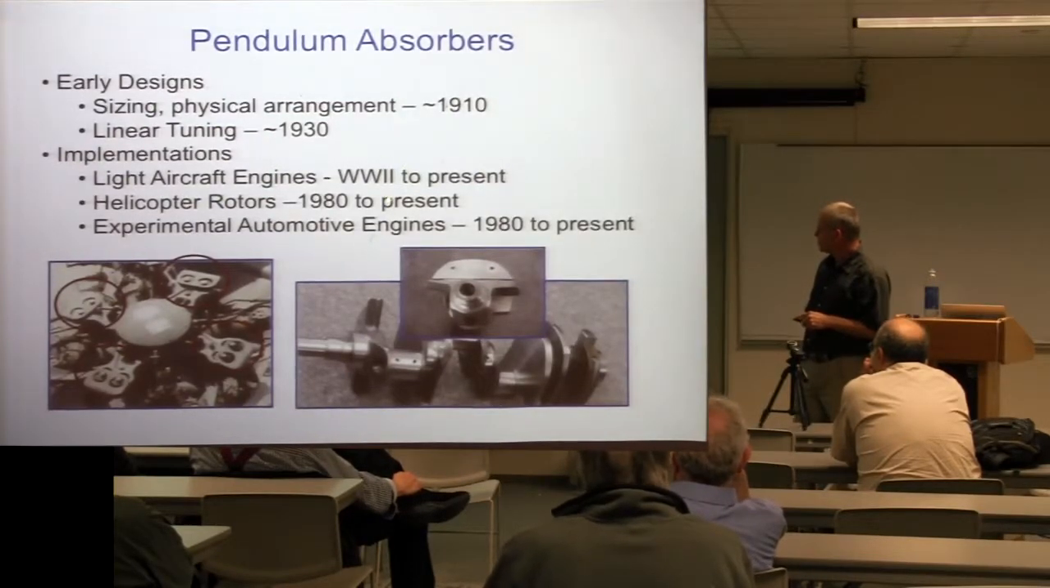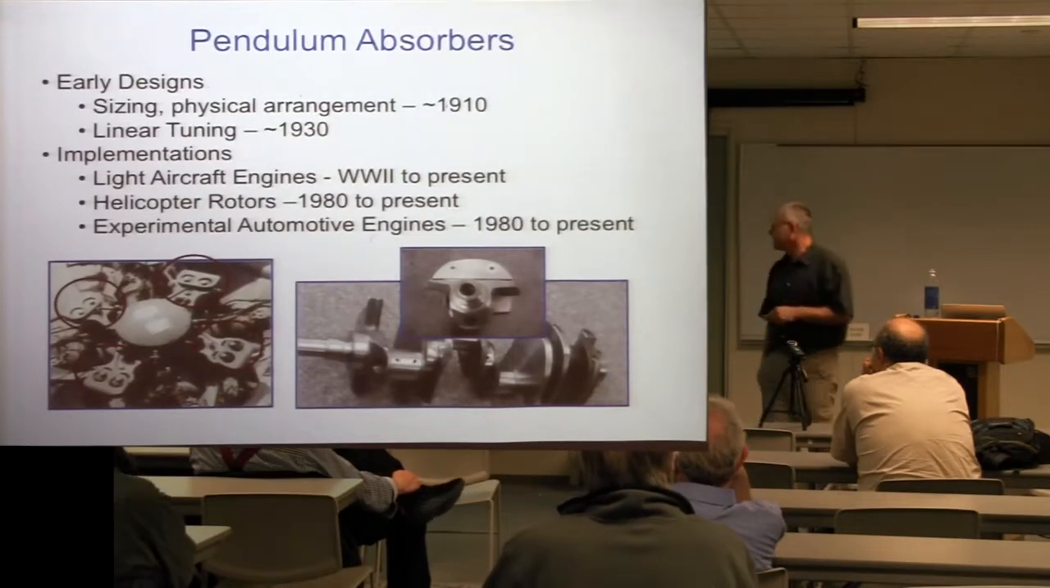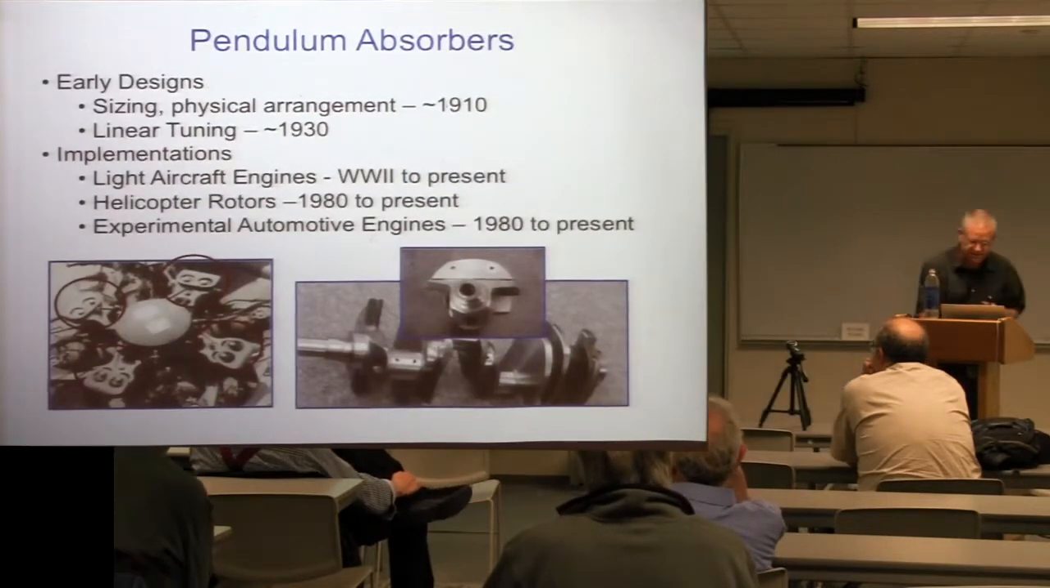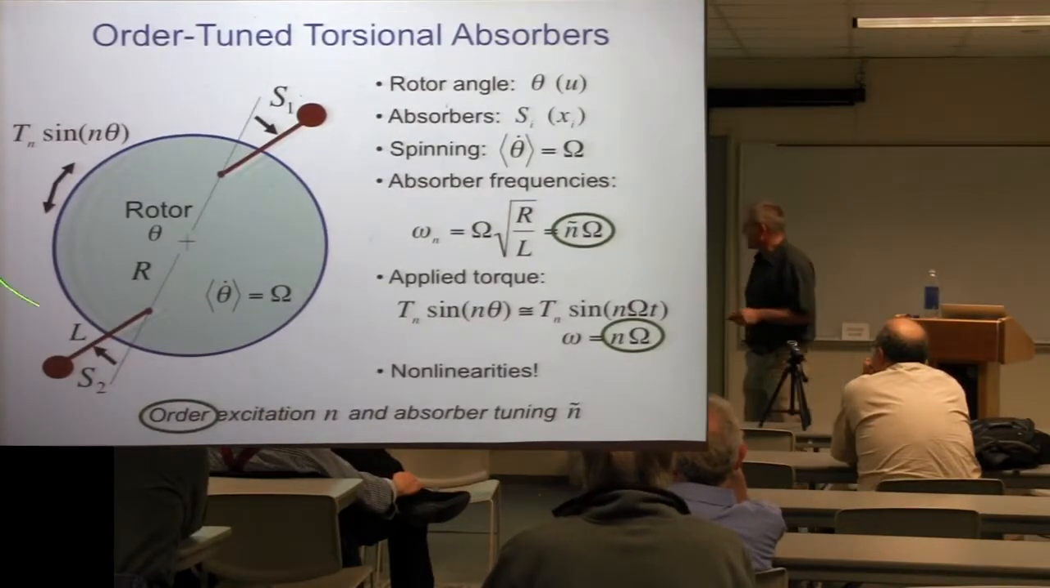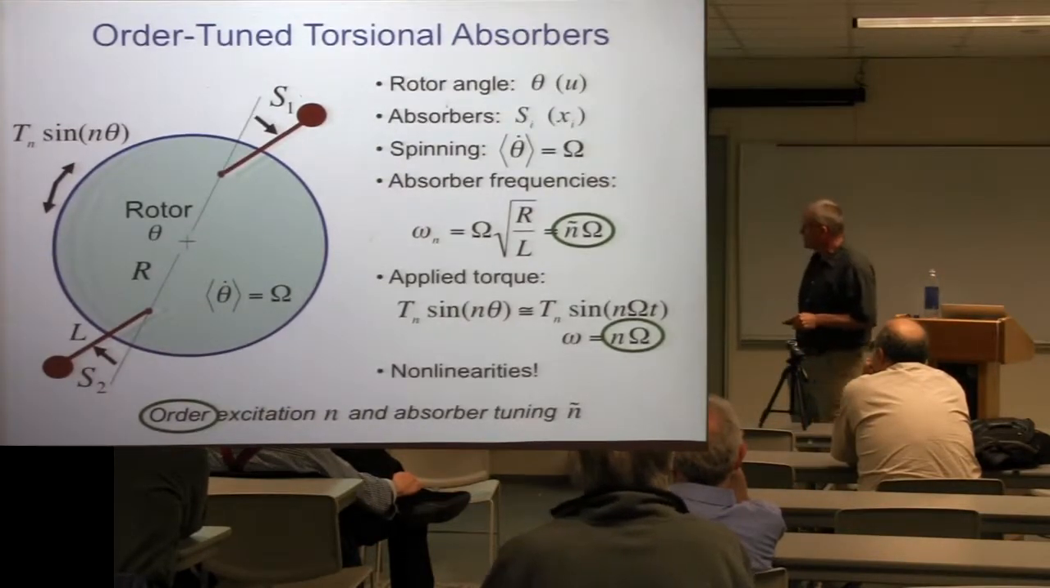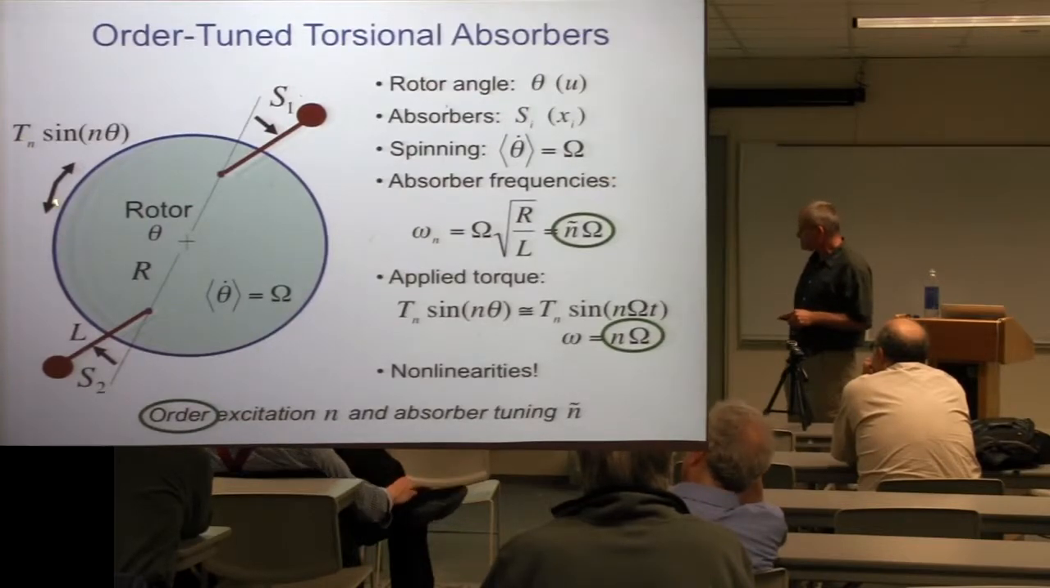Light aircraft engines, World War II, people were really, really interested in these things, and its fuel economy, it's making automotive interest. So here's a simple cartoon of what happens. I'm going to look at this in a more general way, but essentially we have absorbers whose coordinates are given by S's. We have a rotor whose coordinates are given by theta.